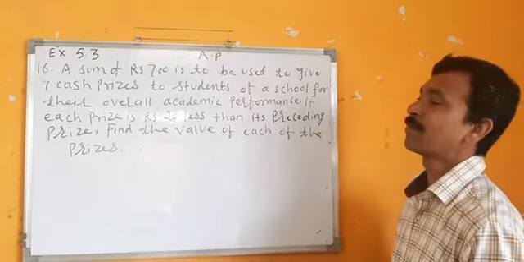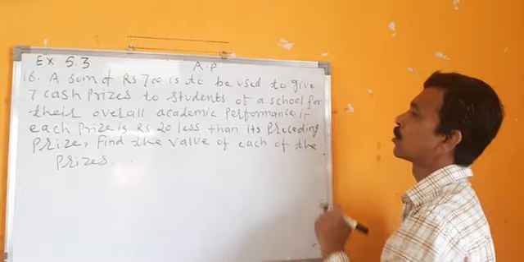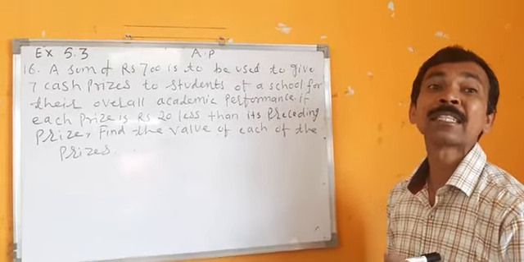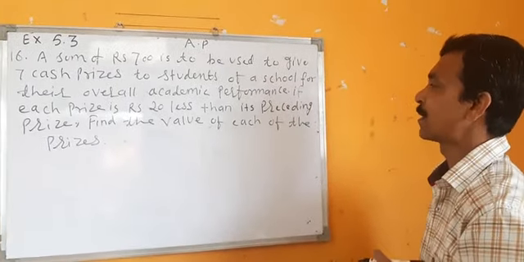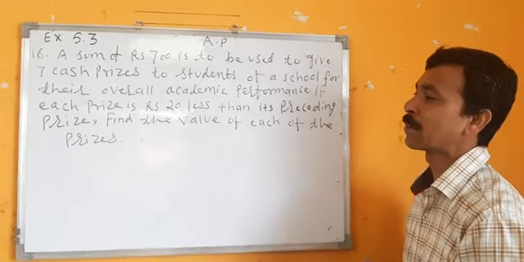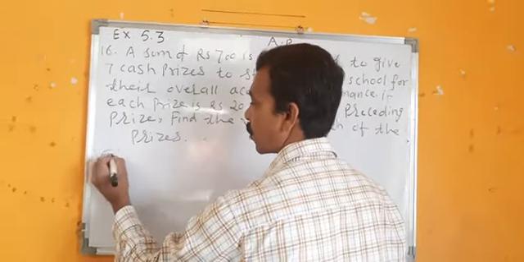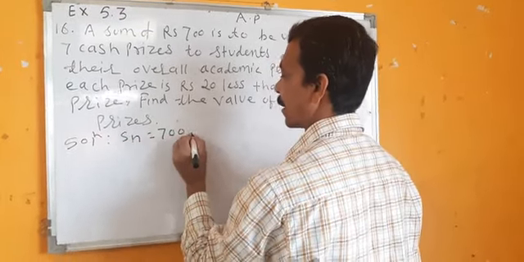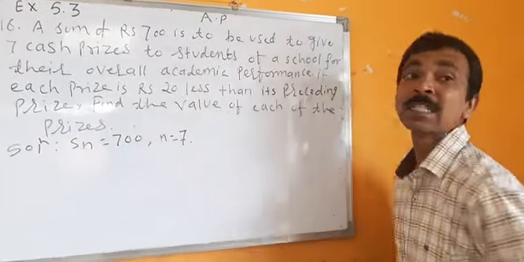Sixteenth sum. A sum of rupees 700, that means Sn is given as 700, is to be used to give 7 cash prizes, the number of cash prizes 7 means n, to students of a school for their overall academic performance. If each prize is rupees 20 less than its preceding prize, find the value of each of the prizes. See now what is given here. Sn is given 700. Right? The number of cash prizes is given 7.